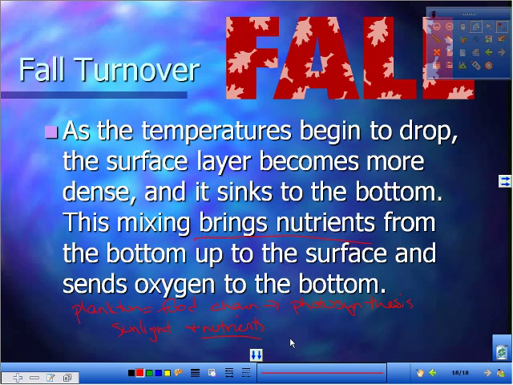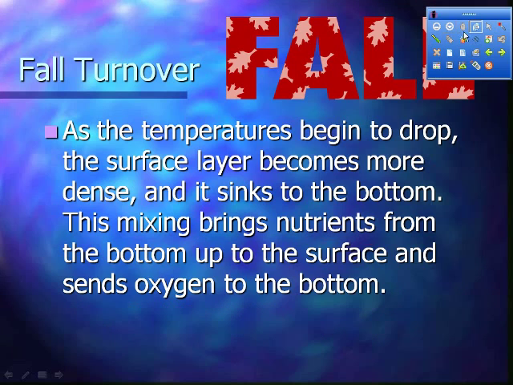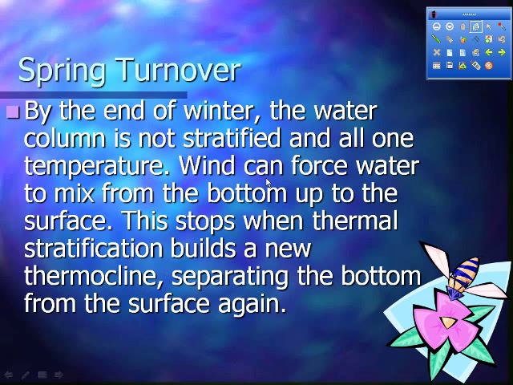So now you have plenty of this, and the plankton goes crazy, and you end up with a huge increase in the plankton population, which drives the whole base of the food chain. So you have this plankton bloom in the fall and again in the spring when this mixing turnover happens. And the same thing in the spring.